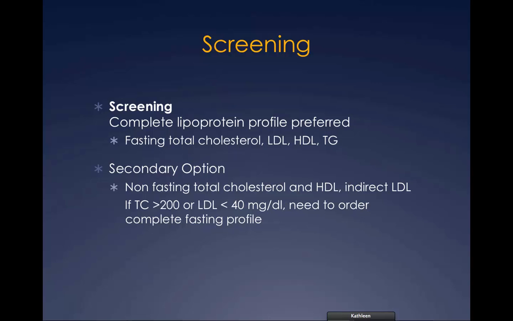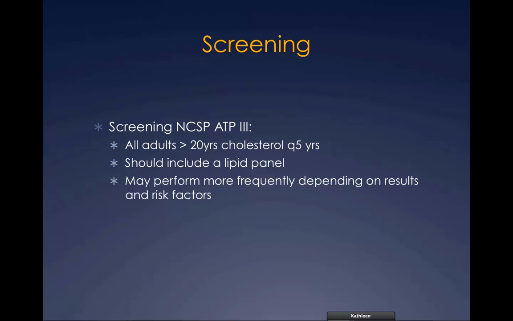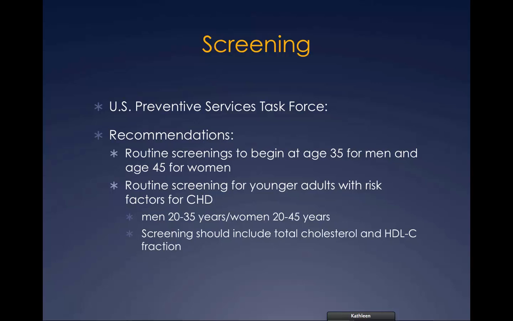Screening. A complete lipoprotein profile is preferred: fasting total cholesterol, LDL, HDL, and triglycerides. The secondary option is non-fasting total cholesterol and HDL, with indirect LDL. If triglycerides are greater than 200 or LDL less than 40, you need to order a complete fasting profile. The Adult Treatment Panel screening recommends all adults greater than 20 years. We screen cholesterol every 5 years, and this includes a lipid panel. May perform more frequently depending on results and risk factors. So if someone is extremely obese, we would want to check their lipid panel.